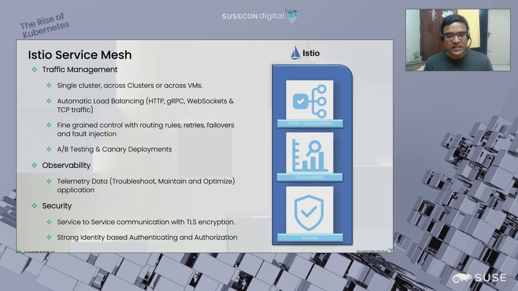And then on the security aspect, when certain verticals would typically want end-to-end encryption and security, in such cases Istio provides a strong authentication and authorization mechanism, and also provides mutual TLS encryption so that the services are more secured within the service mesh.